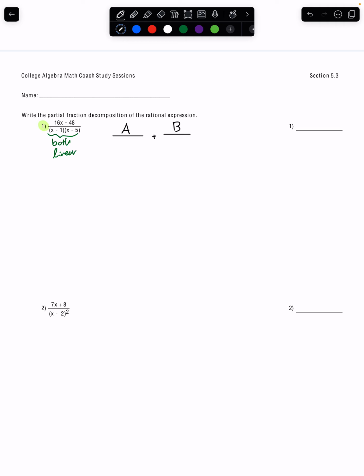Then, how do we want to set this up? The denominator of A will be the first thing, x minus 1, and the denominator of B will be x minus 5. And we need to set it equal to the expression we had.